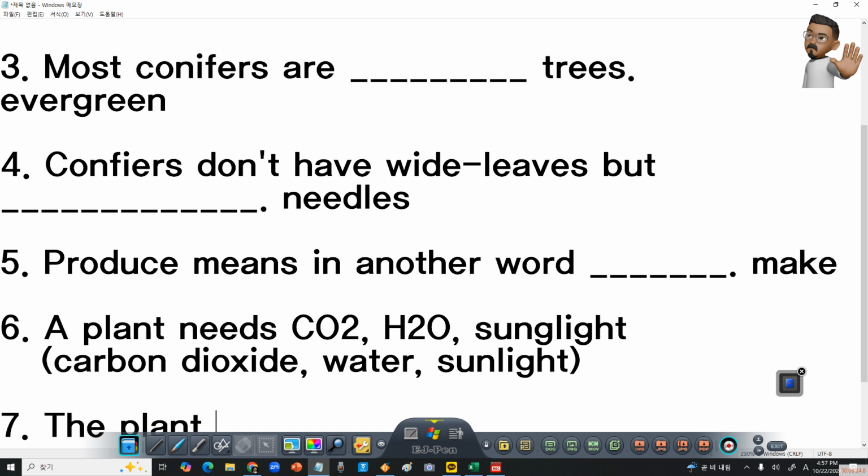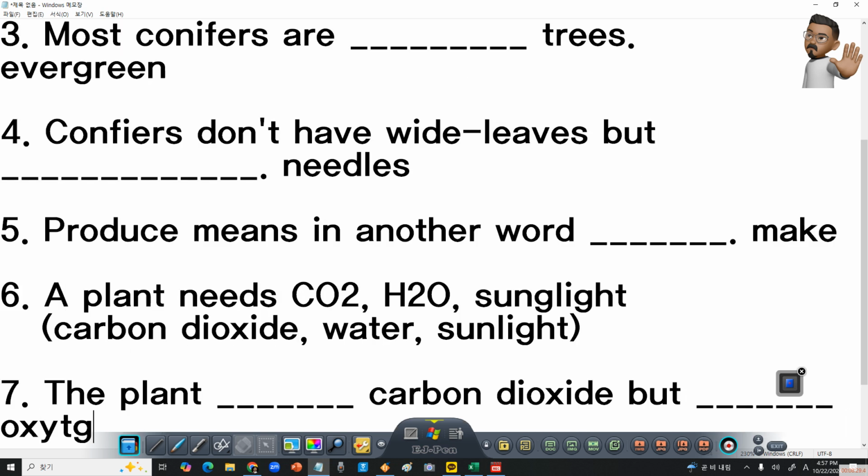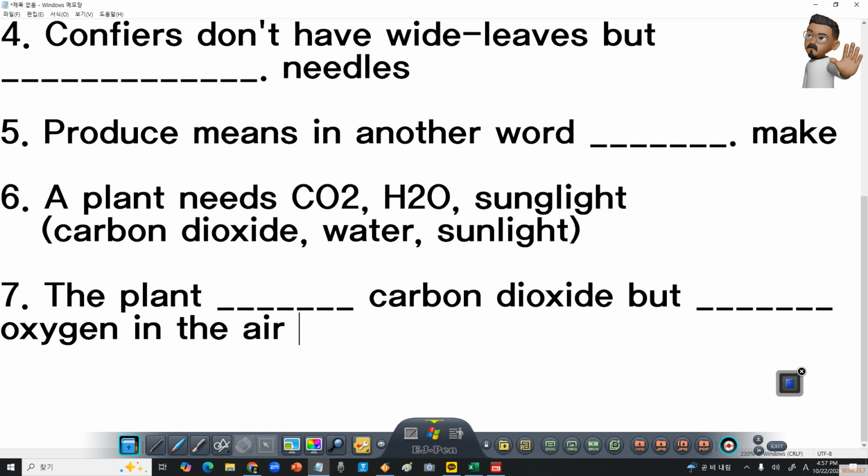The plant blank carbon dioxide but blank oxygen into the air. Okay. As photosynthesis occurs.